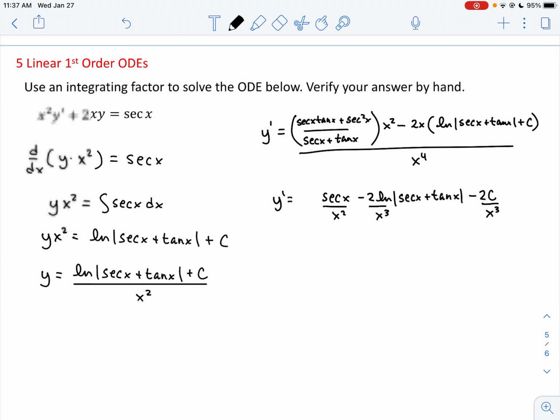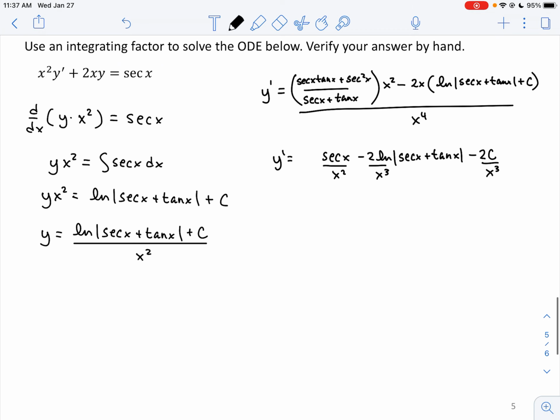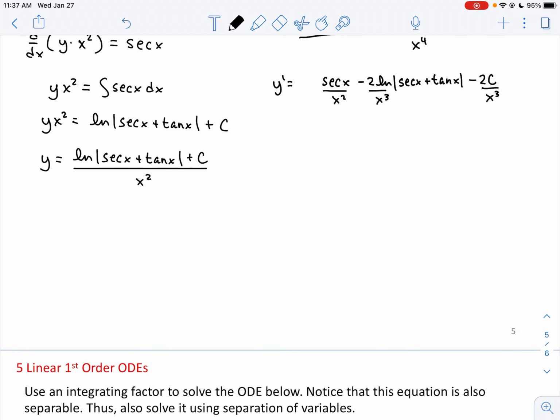Okay, so here's our y prime. And then here's our y. Okay. So I'm going to substitute y prime into the y prime there, and y into the y there, and then work this side and see if in the end it just boils down to secant of x. All right, so we have x squared times y prime.